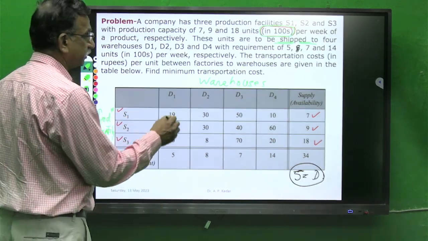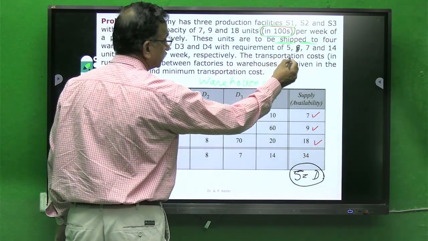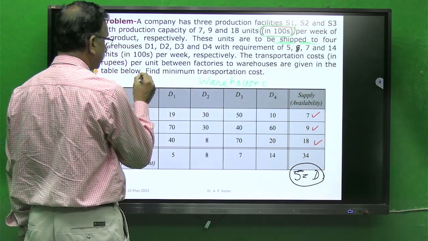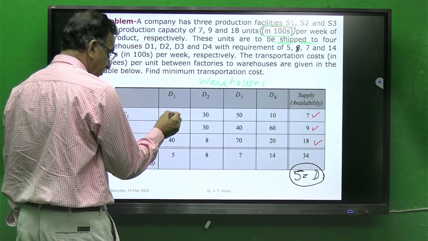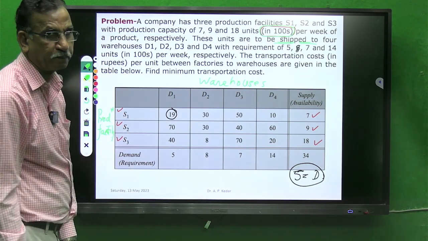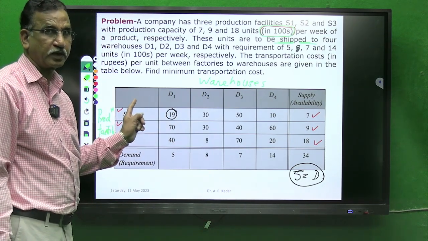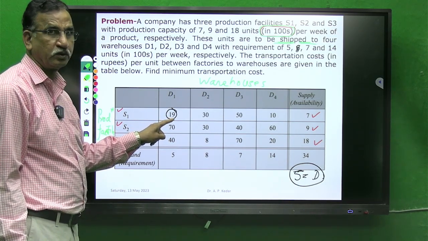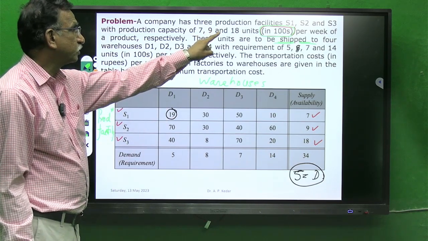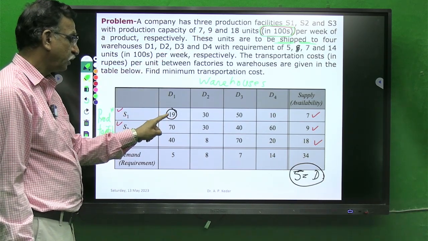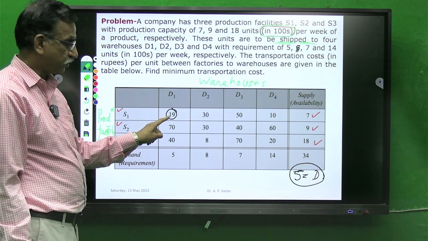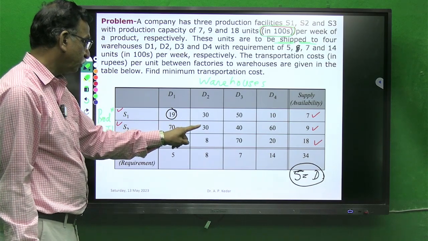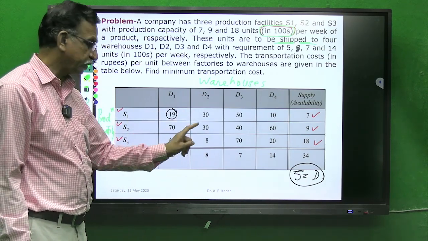Now once we understood this concept, let's go ahead how to find the initial solution for the same problem. Before that, what is important? The transportation cost in rupees per unit between factories to warehouses are given in the table. Now what is the interpretation of this 19? That is very important. I have explained this in previous slide. 19 means for shipping 1 unit of this product from S1 to D1, you need 19 rupees. Meaning of 30 is for shipping 1 unit from S2 to D2, you need 30 rupees.